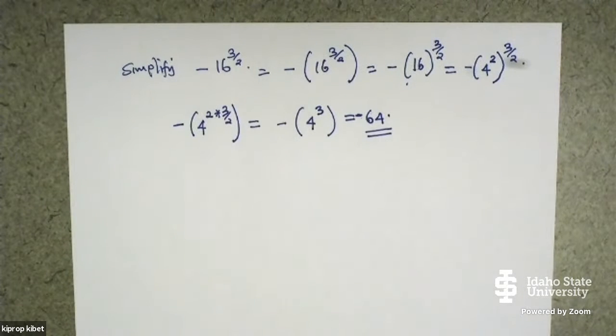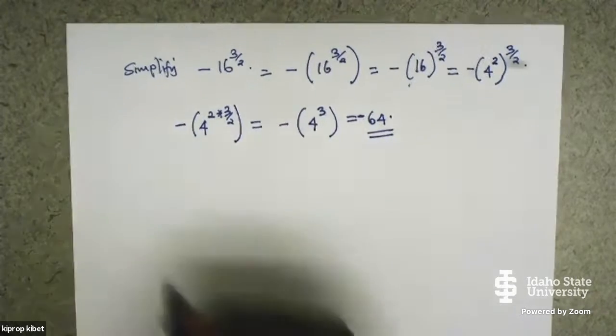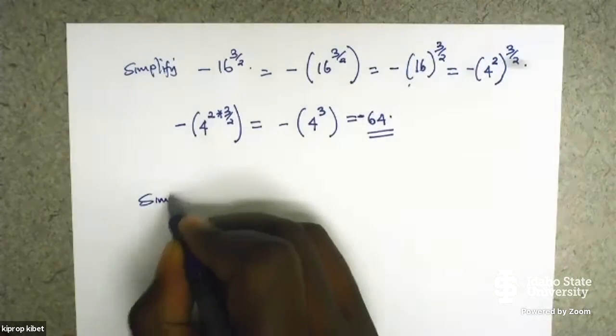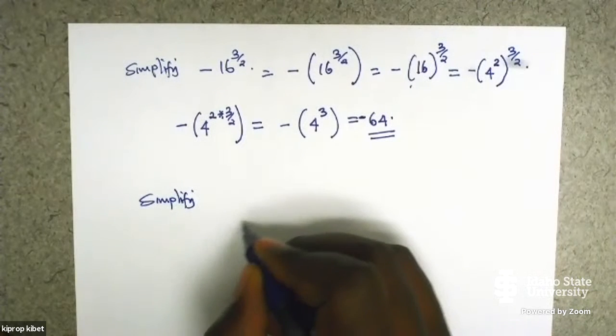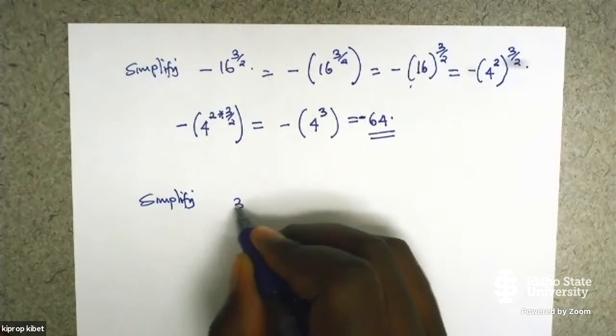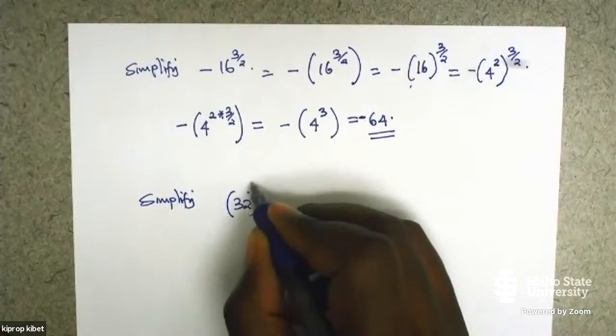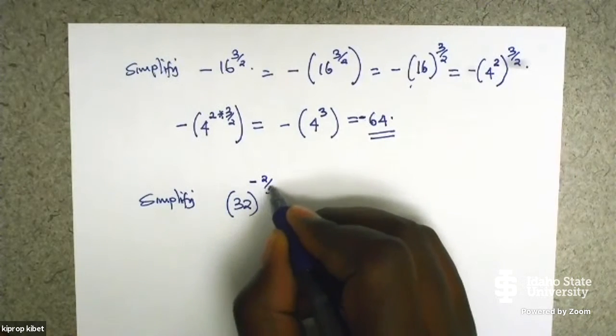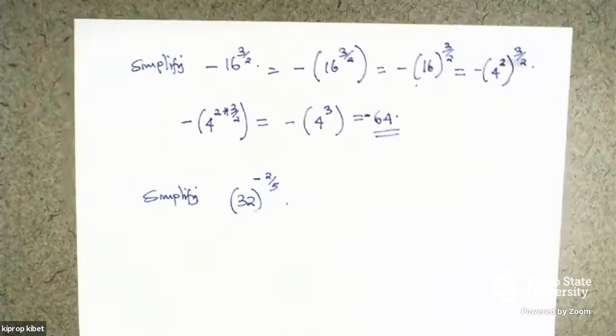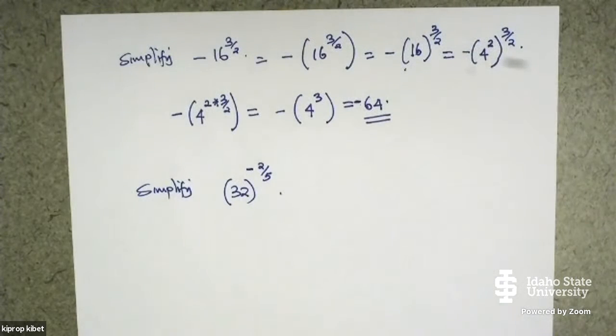Any question? Now, another one, simplify 32 raised to -2 all over 5.